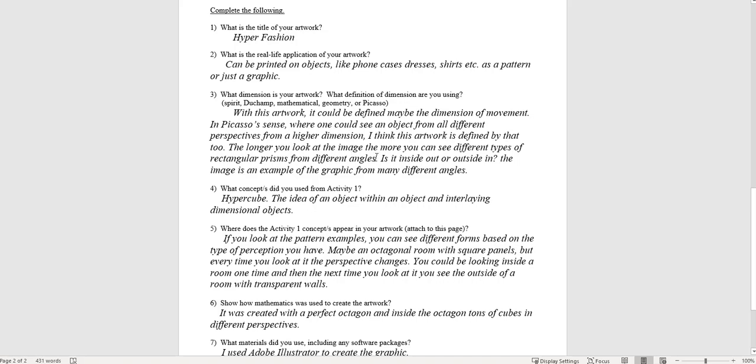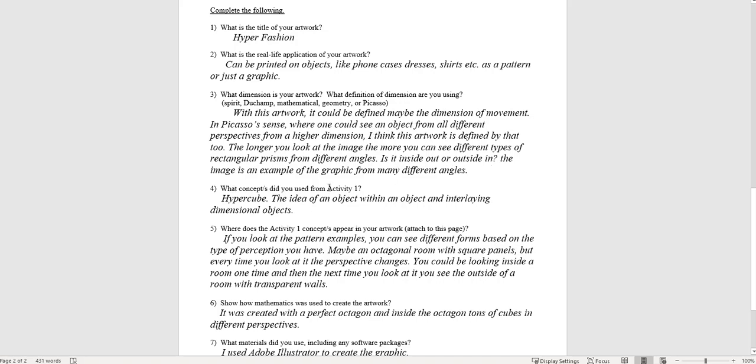The longer you look at the image, the more you can see different types of rectangular prisms from different angles. So that's a great creative idea. They took Picasso's sense and put that to work. And then it's almost illusional in a sense, where your mind sees it one way and then the other. And we'll talk about perception and how it can be fooled. And so that's a great idea.